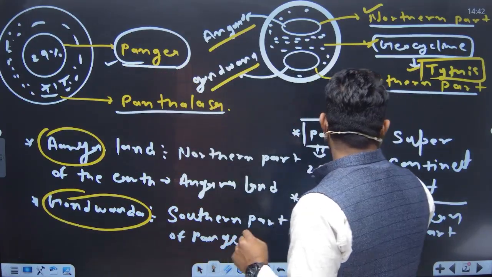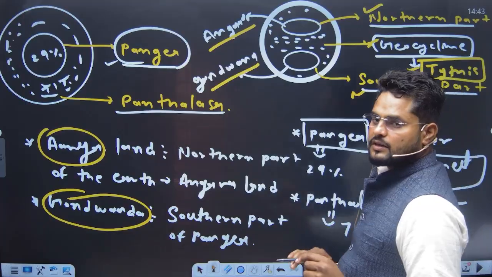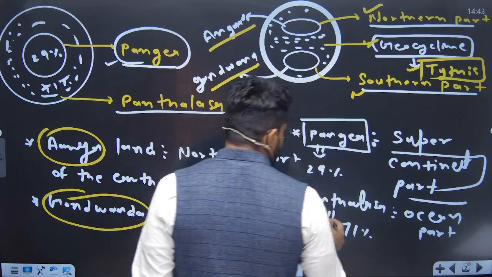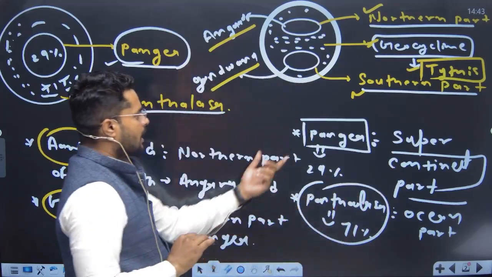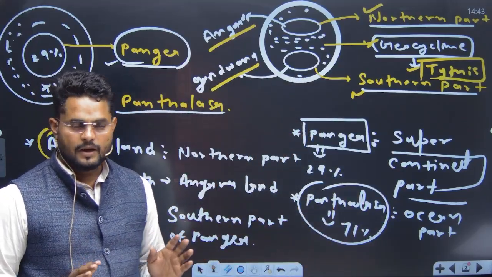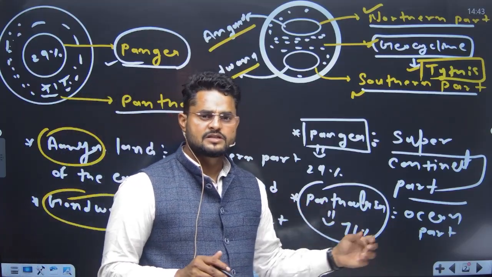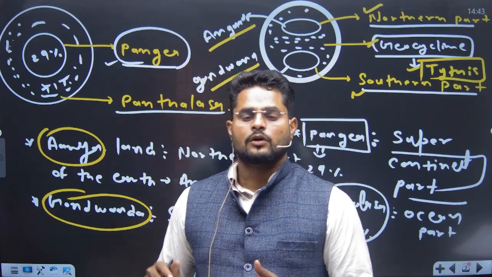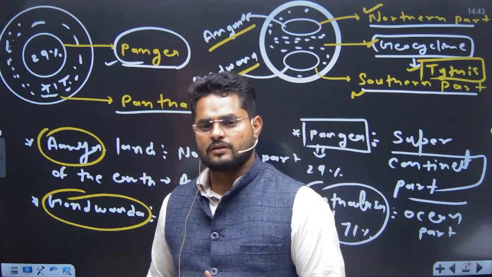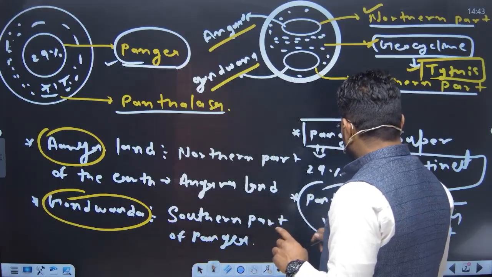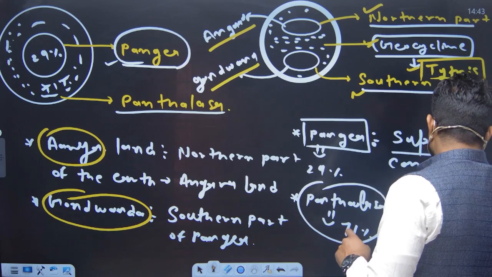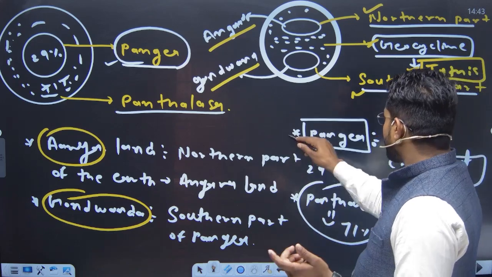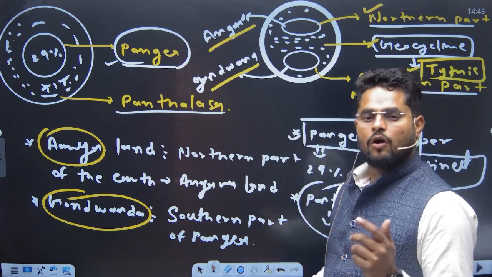What is Pangaea? The supercontinent part of Earth is known as Pangaea. And what is Panthalassa? Around Pangaea there was an ocean part known as Panthalassa, which is divided into the Hind Mahasagar and the Prashant Sea. Panthalassa is the culmination of all seas, and Pangaea is the culmination of all continents.